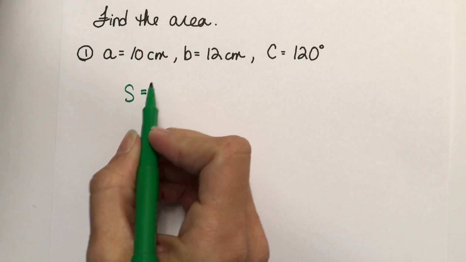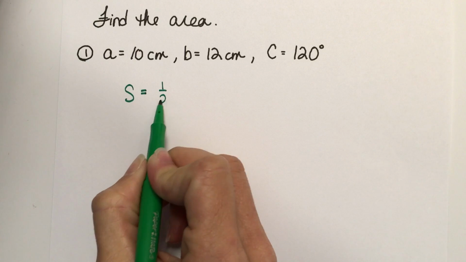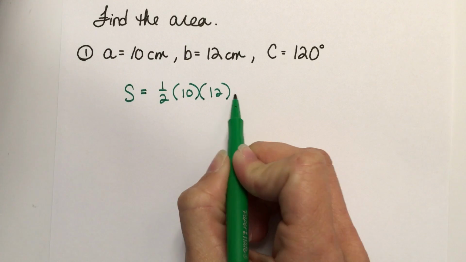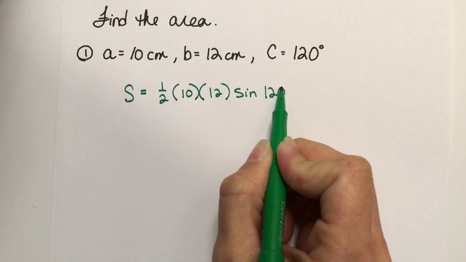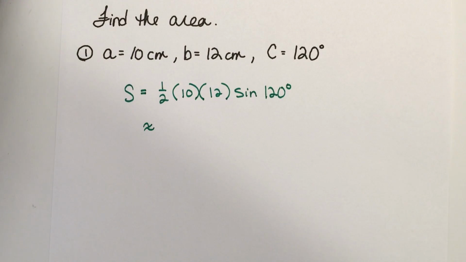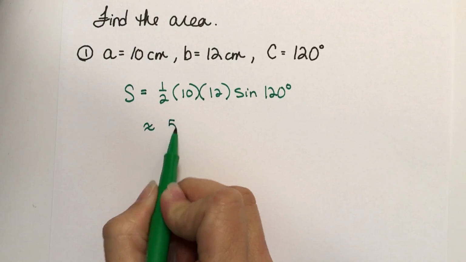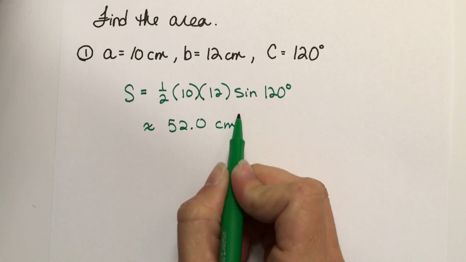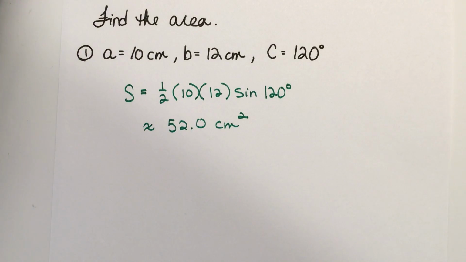So we have S is equal to 1/2 times 10 times 12 times sine of 120. And then, like I said, just enter this into your calculator. That's going to come out to be, well, you'll have to round to even your whole number on this one, so your one decimal place would actually just end up being a 0. Of course, you're finding area, so that means this would be centimeters squared. Okay, next one.